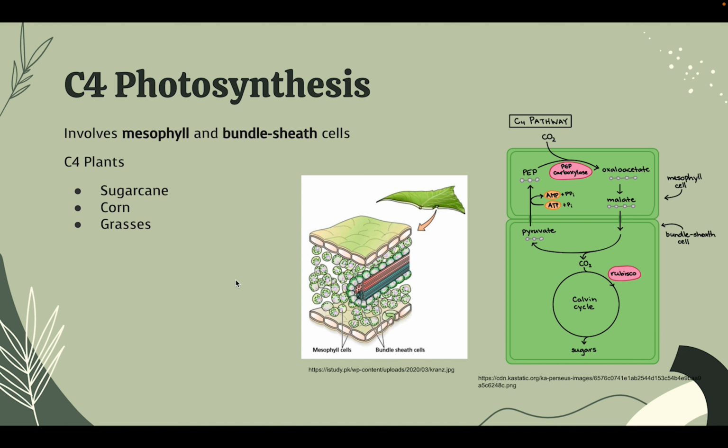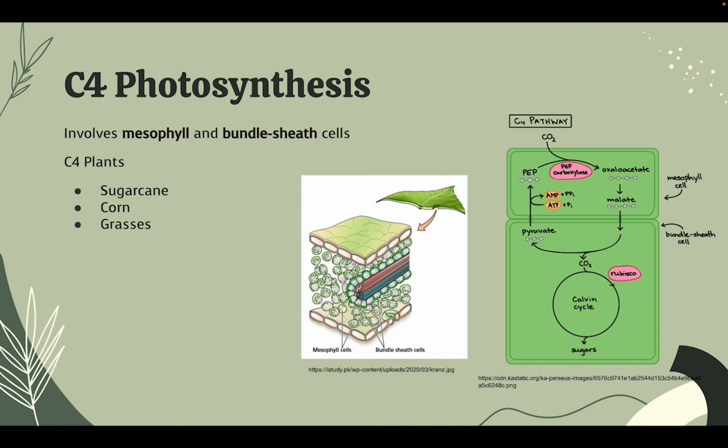C4 photosynthesis. So this involves mesophyll and bundle sheath cells in our plant, in our leaves specifically. Mesophyll cells are these cells right here. They do the majority of the photosynthesis, and then bundle sheath cells are around the xylem and phloem of the leaf. So it's used in C4 plants like sugarcane, corn, and grasses. You'll notice that these plants tend to be in drier, more arid areas.